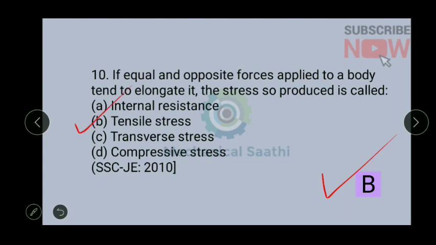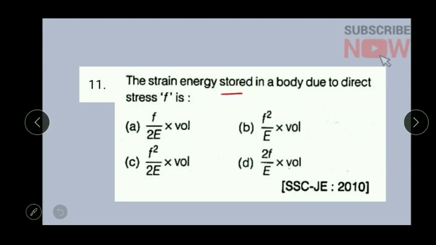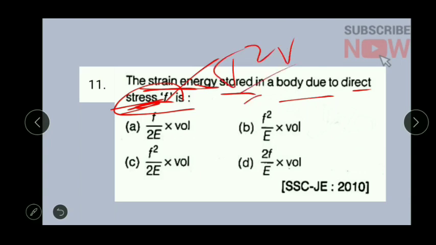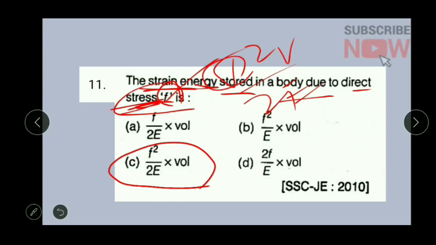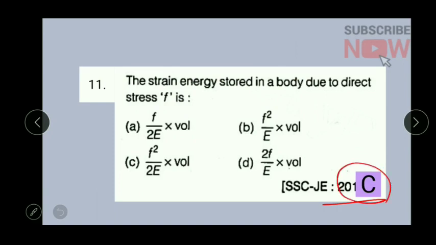Moving towards question number 11. The strain energy stored in a body due to direct stress F. So F is denoting the stress over here, and we need to calculate the strain energy. We know the formula is sigma square V by 2E, where sigma was the stress, but in this case we are taking F as stress. So we see that option C matches, that is F square V, where V is volume, divided by 2E. So option C will be the correct answer over here. Let us check it. You can see option C is the correct one.